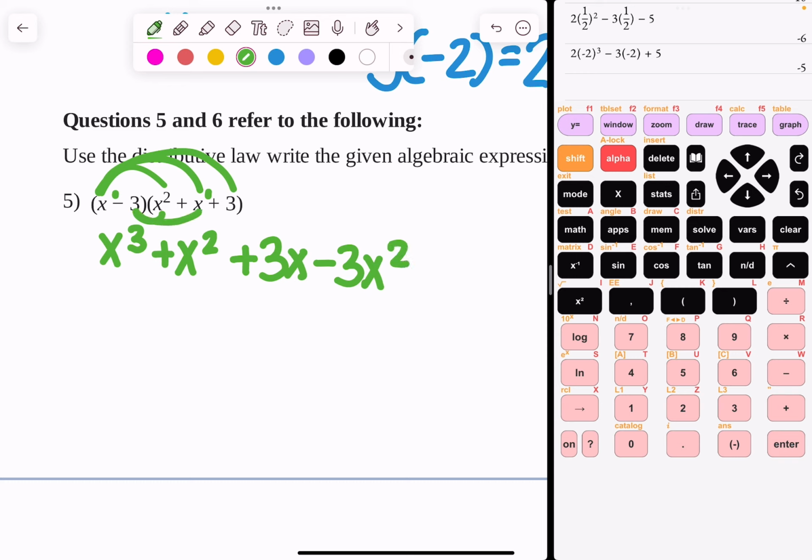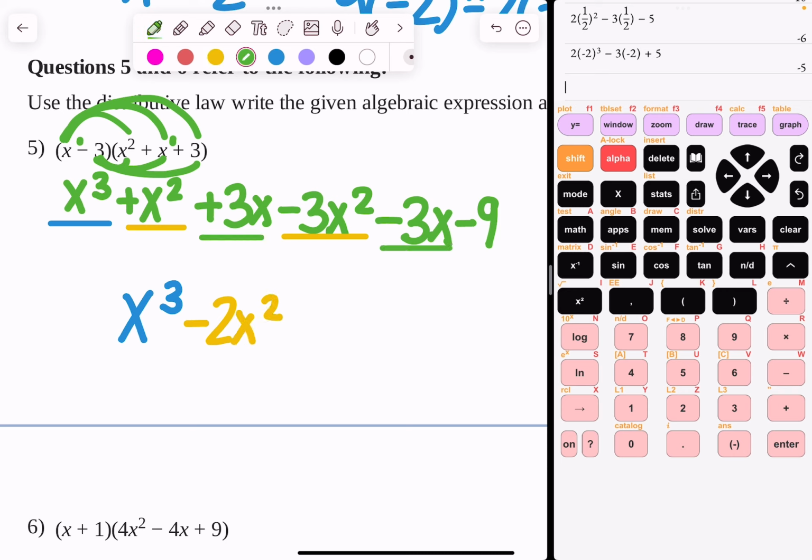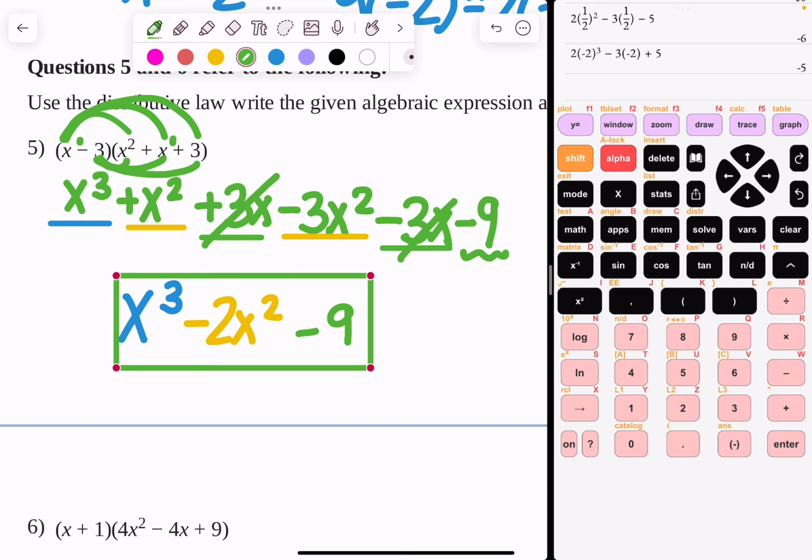Negative 3 times x is negative 3x. And negative 3 times 3 is negative 9. All right, let's combine like terms. This is the only cubed term I have. Then I have an x squared minus 3x squared, which would give me negative 2x squared. And then 3x minus 3x would actually cancel off. And then I'd just be left with my minus 9. This is in standard form because the exponents are decreasing from left to right.